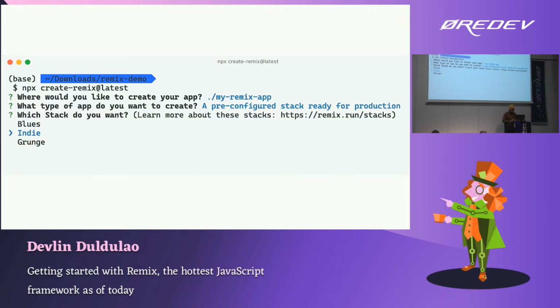The Indie stack is very similar to Blues. Instead of Postgres, it uses SQLite and no Docker. And then Grunge uses DynamoDB as the persistence layer, and it deploys to AWS.